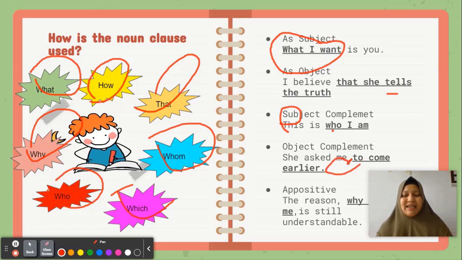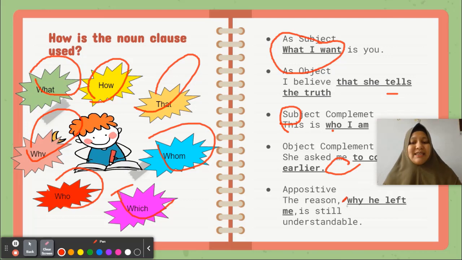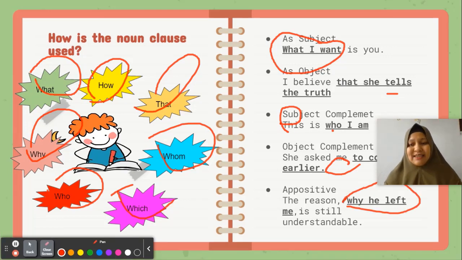Okay, the object. And what about the appositive? Appositive here is to make clear the subject. The reason why he left me is still understandable. Why he left me is a noun clause, functioning as appositive, and it is marked by the comma.